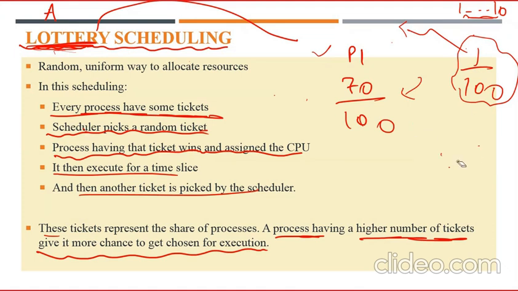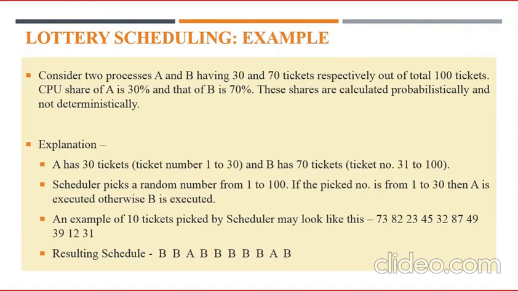That is why this is a very good algorithm. Even if your probability is less, it doesn't mean that you will not get a chance. So you will get a chance, which means you will never get stuck in the issue of starvation. You will never get the starvation problem here.